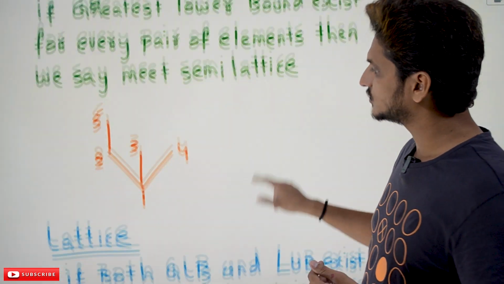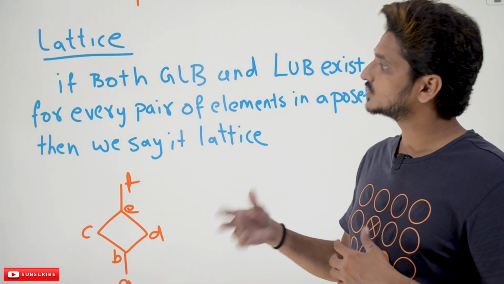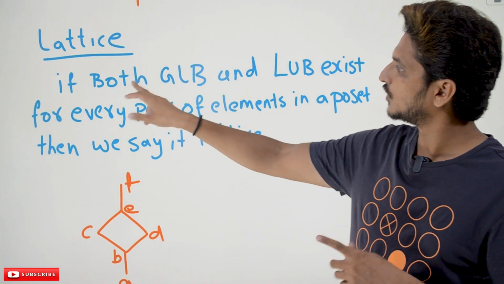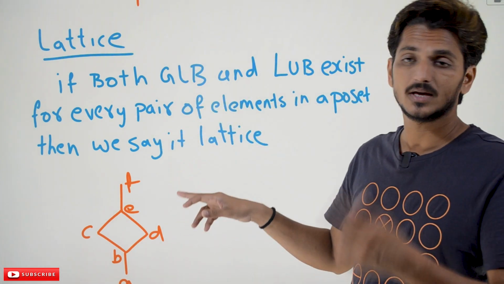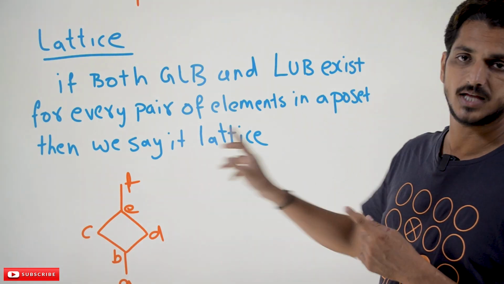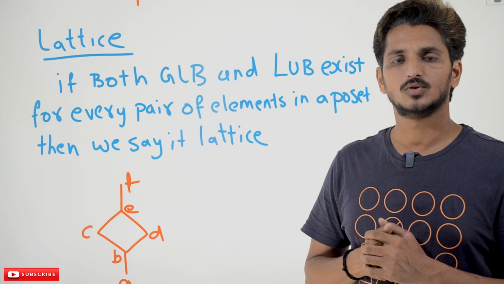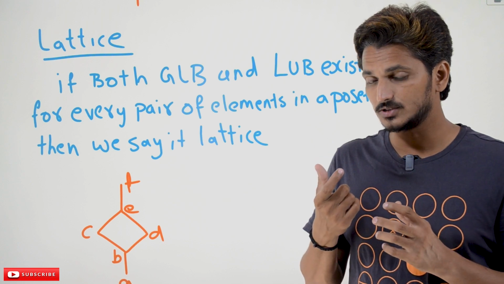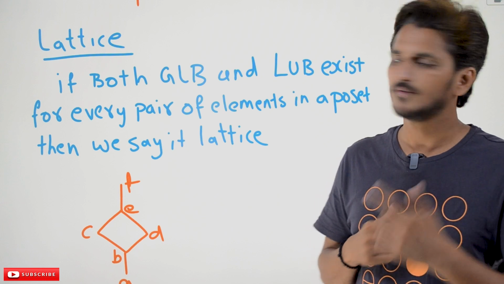Now consider the definition of the lattice. You take a POSET. In that POSET, if both the greatest lower bound and the least upper bound exist for every pair of elements, then we say it is a lattice. So if you take any pair of elements, you should have a greatest lower bound and you should have a least upper bound. Then we say it is a lattice.